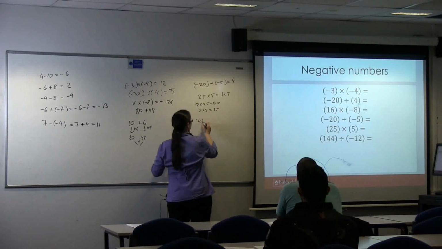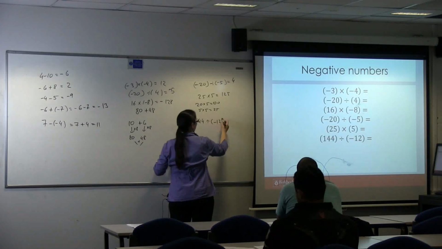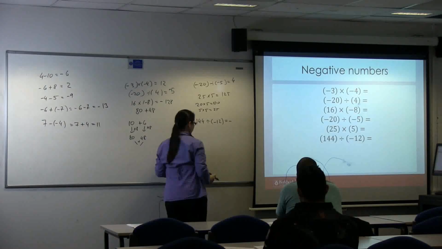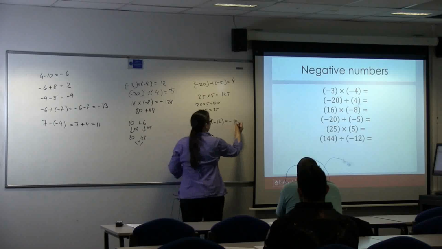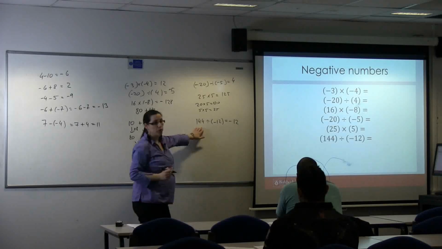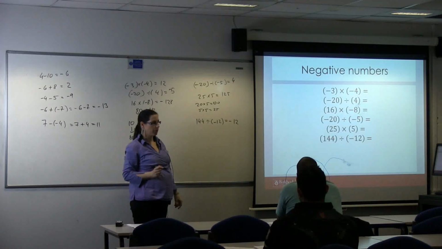And 144 divided by negative 12, the solution will be negative, but negative what? 12, because 12 squared is 144. So 12 times 12 is 144.